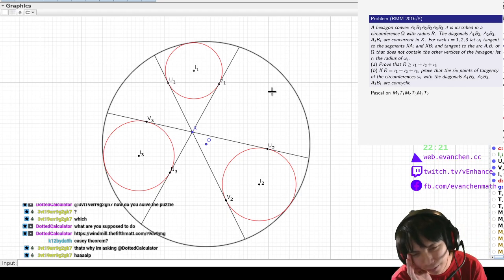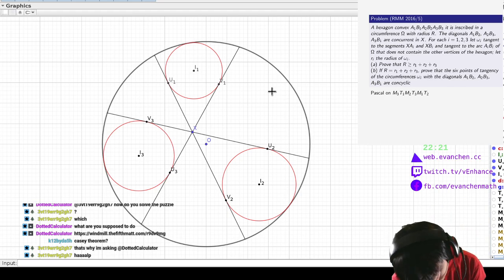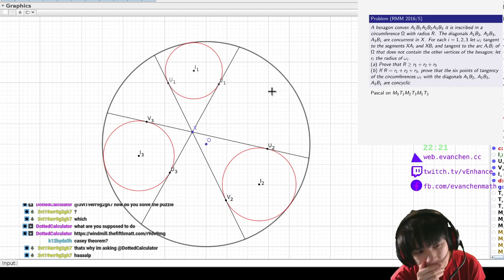You want me to use Casey's theorem? I might have to, actually. I was hoping not to. Okay, yeah, maybe we have to use Casey. Alright, how does Casey's theorem go?